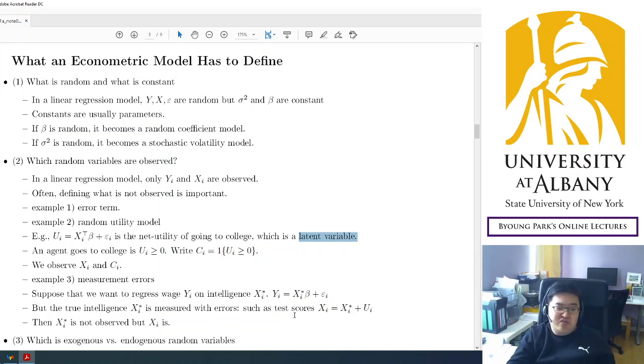So we assume that the wage is determined by your true intelligence, but the true intelligence is measured as x, which includes a measurement error u. So true intelligence plus measurement error is your test score. You only observe the test score, but cannot observe the true underlying intelligence. This is another example.